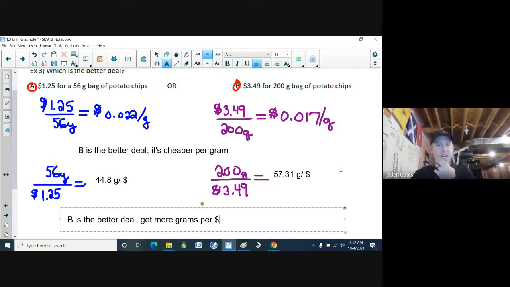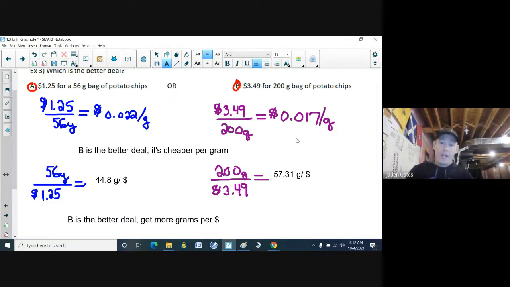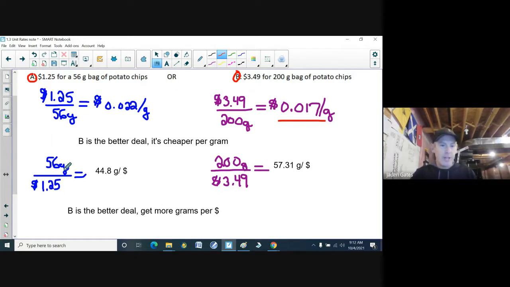And so depending on which unit rate you found, in the first one here, B is the better deal because it's cheaper per gram. The smaller number was the better deal. But yet, if we found the other unit rate, the larger number was the better deal because you got more grams per dollar. So again, which unit rate you find will tell you what your explanation is of why it's a better deal.